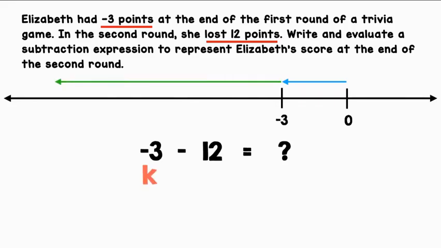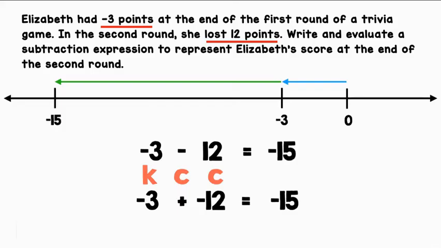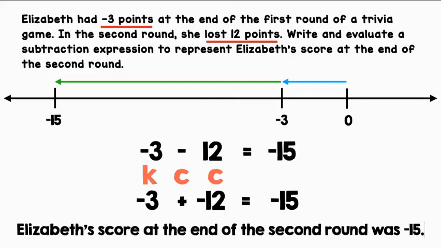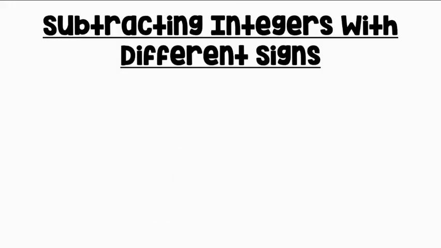Let's keep the -3. Change subtraction to addition, and change +12 to -12. -3 plus -12 equals -15. Elizabeth's score at the end of the second round was -15.